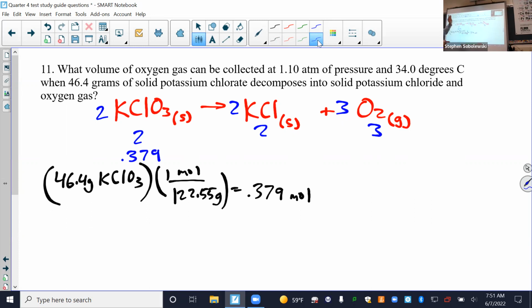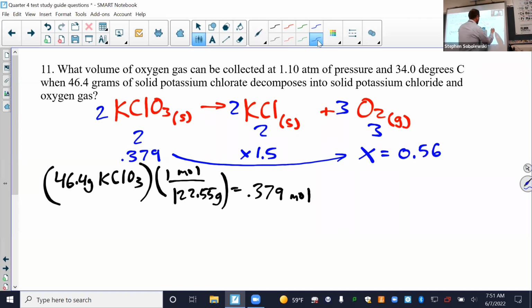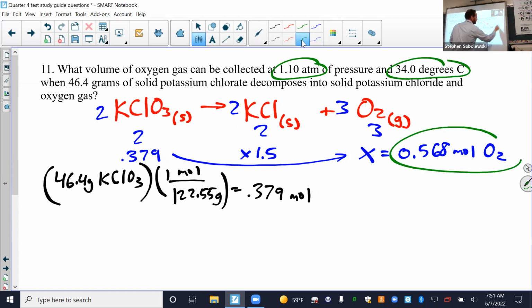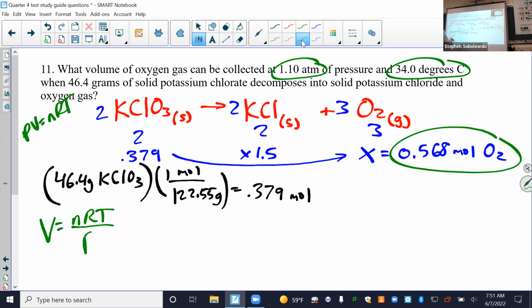And since I'm looking for volume of oxygen gas, I'm going to solve for moles of oxygen gas right here. So it's a 2 to 3 mole ratio. So what do we do? Multiply it by 1.5, or 3 over 2. So times 1.5 gives me 0.568 moles of O2 gas. Okay, and now I know pressure, I know temperature, I know moles, I know R. We're going to use PV = nRT now. We're solving for volume, so volume equals nRT over P.